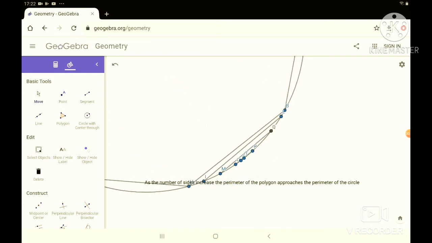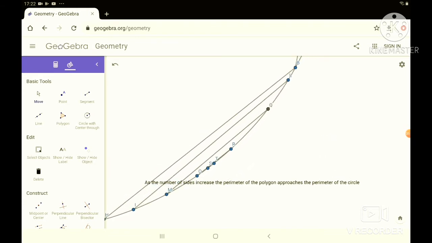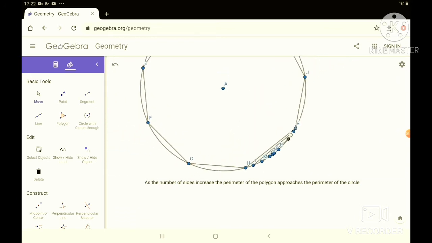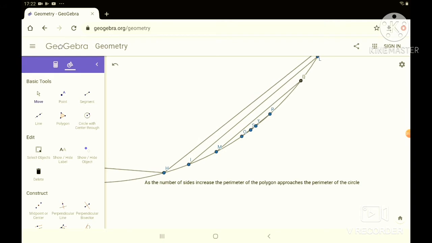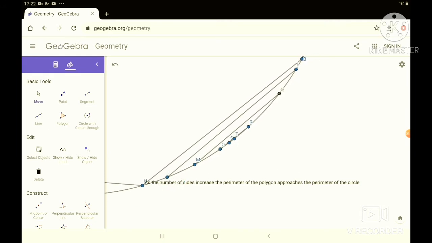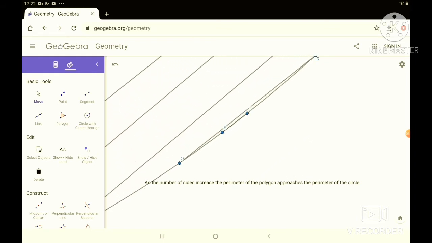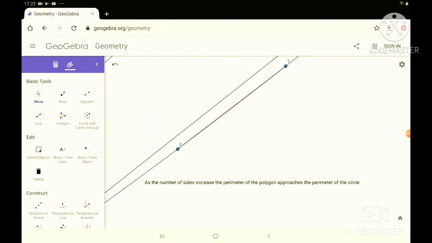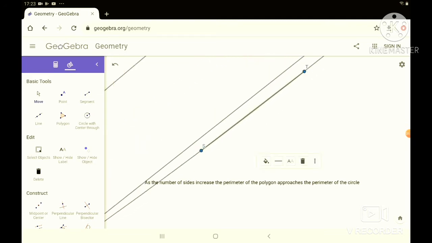So this is the line segment HB. HB is the side of the original polygon, and here I have many small sides. So this is a side I L, then M Q, then I start, then I have O R, and so on. So as the number of sides increases, the perimeter is starting to approach the perimeter of the circle.